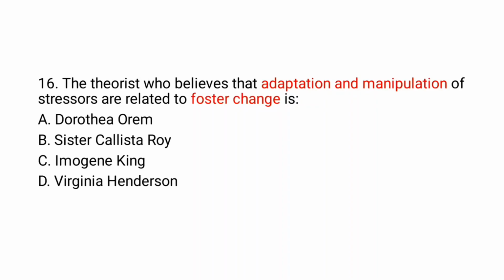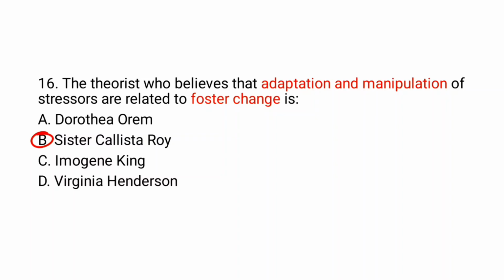Number 16. The theorists who believe that adaptation and manipulation of stressors are related to foster change is? The correct answer here is letter B, Sister Callista Roy. Roy's theory is called the adaptation theory, and she viewed each person as a unified biophysical system in constant interaction with the changing environment. Orem's theory naman is called self-care deficit theory and is based on the belief that individual has a need for self-care actions.